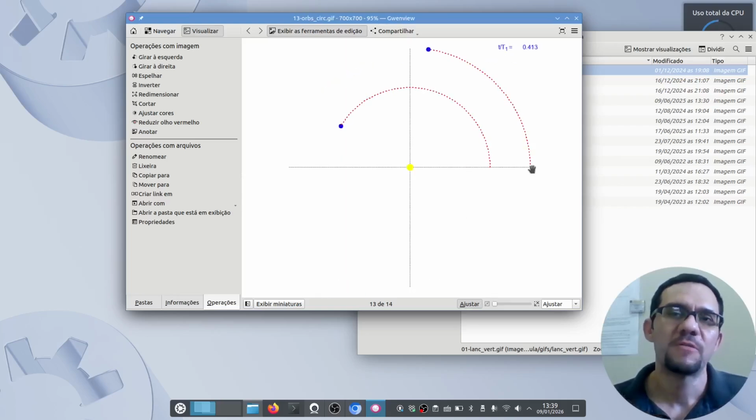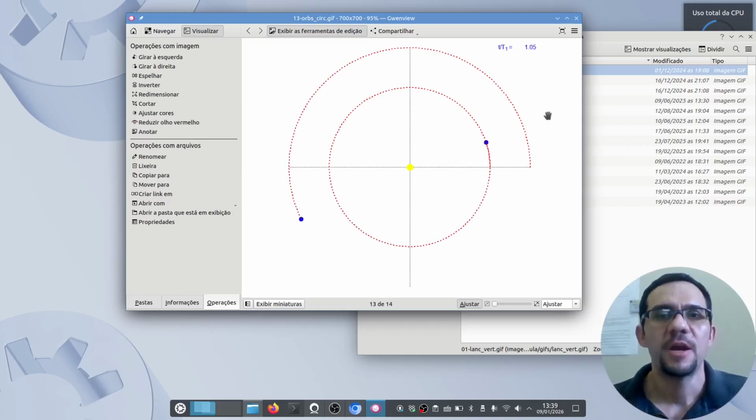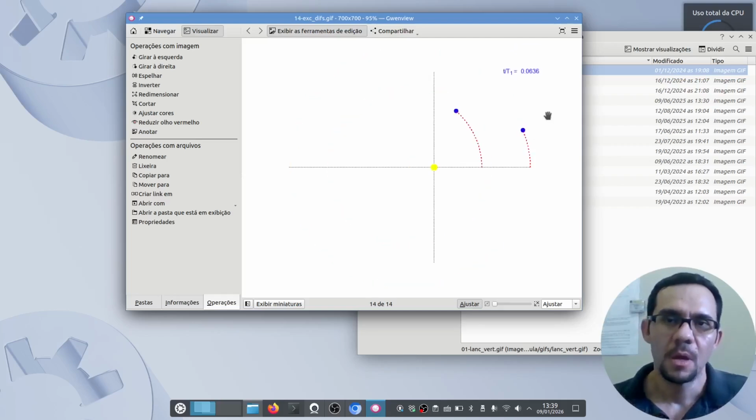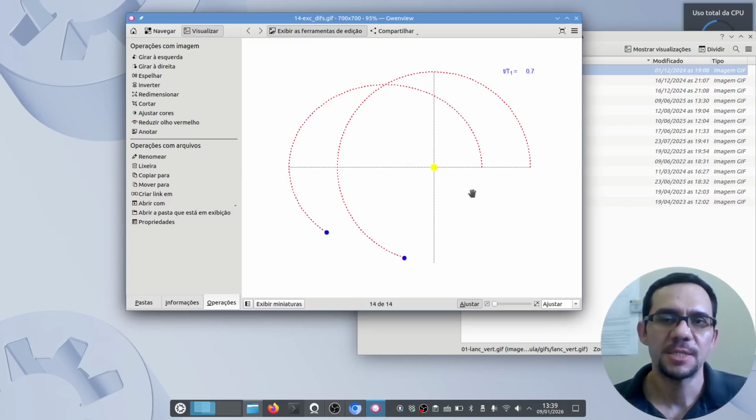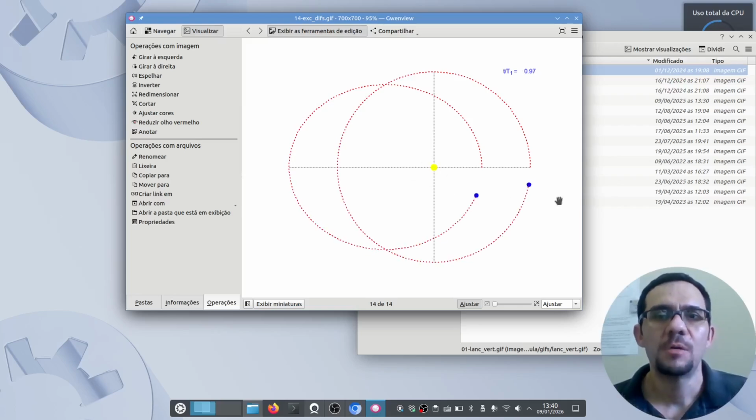Here we have the comparison of two circular orbits. And the idea here is to exemplify the third Kepler law. And this animation compares also two orbits, but in this case, we have a circular orbit and an elliptical orbit. And the idea is to show that orbits with the same major axis have the same period.